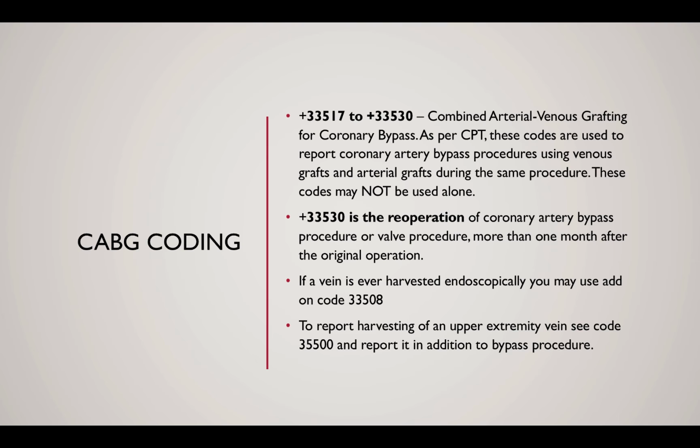If a vein is ever harvested endoscopically, you will add code 33508 in addition to your regular codes. To report harvesting of an upper extremity vein, again, see code 35500 for that radial vein.